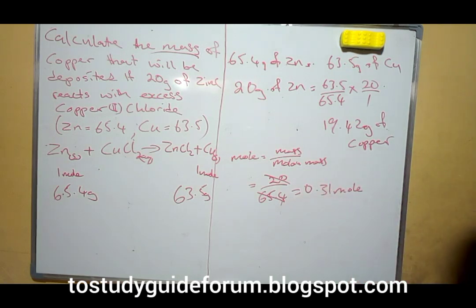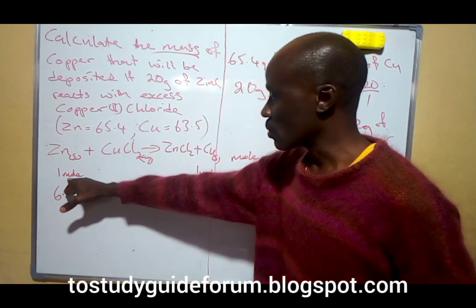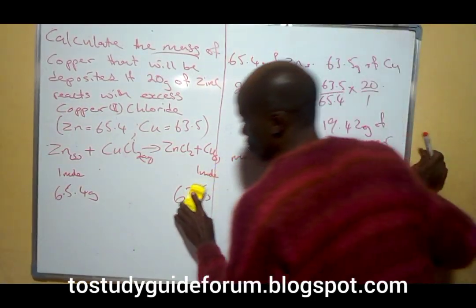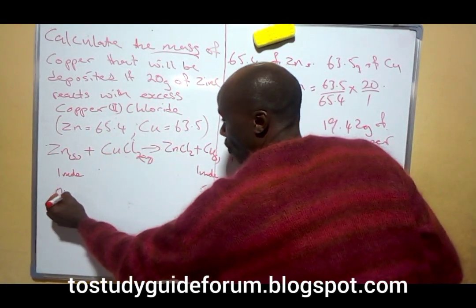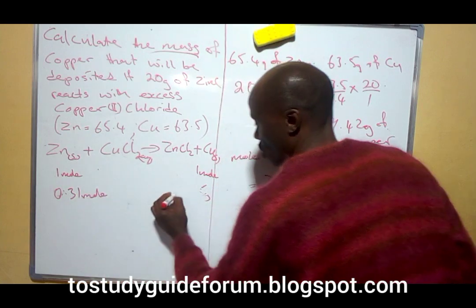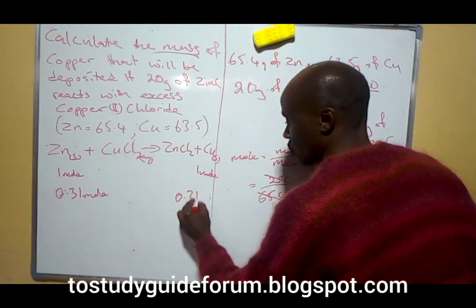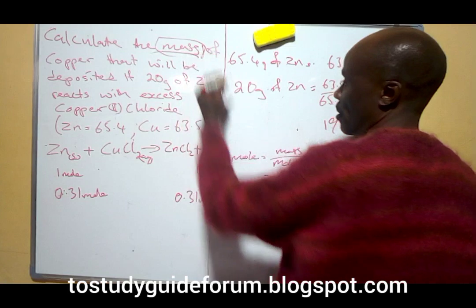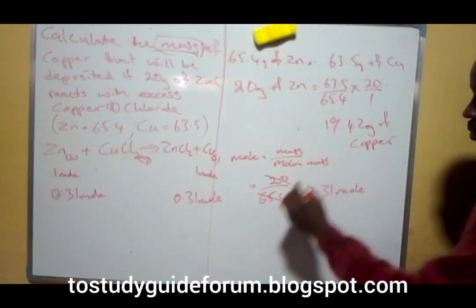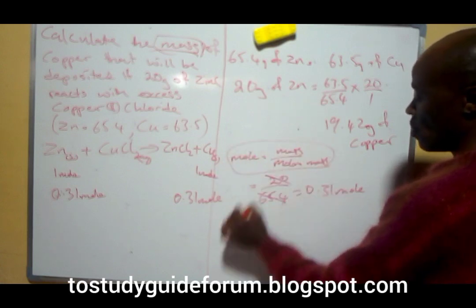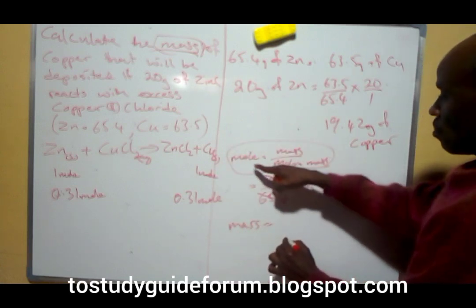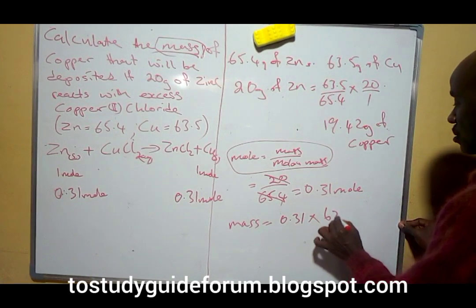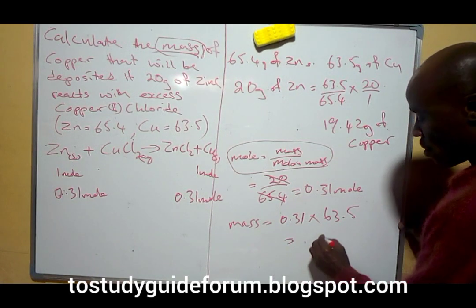So that's what we have. Based on this equation, 1 mole of zinc will give us 1 mole of copper, so it also means that 0.32 moles of zinc will also give us 0.32 mole of copper. Since we are looking for the mass, we know that mass is equal to the mole of the copper times the relative molecular mass of copper, and then we'll have the same result.